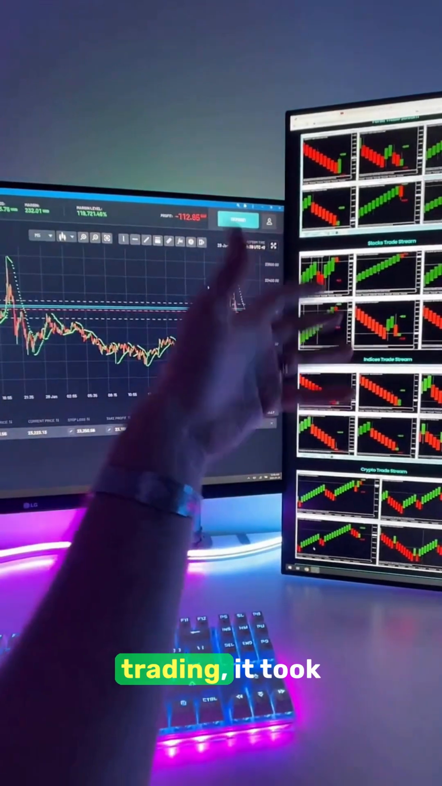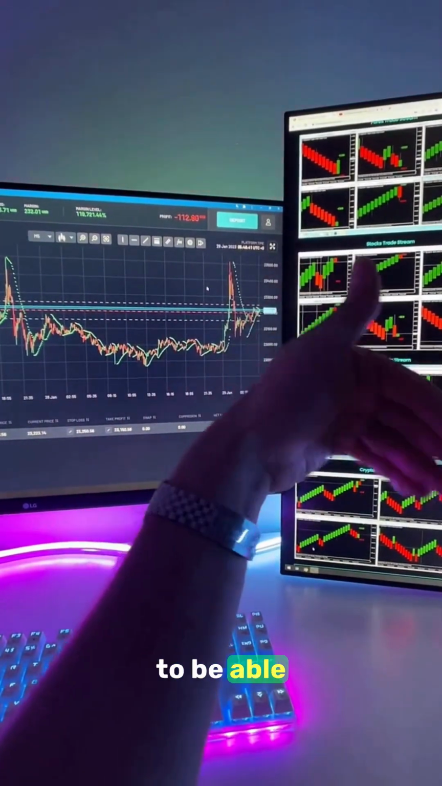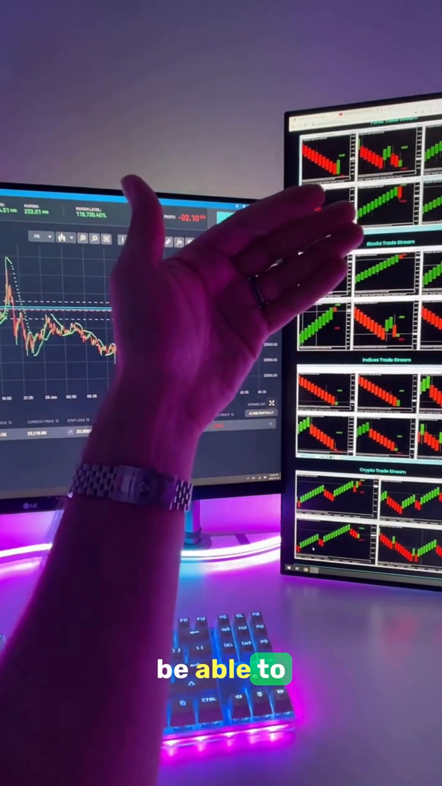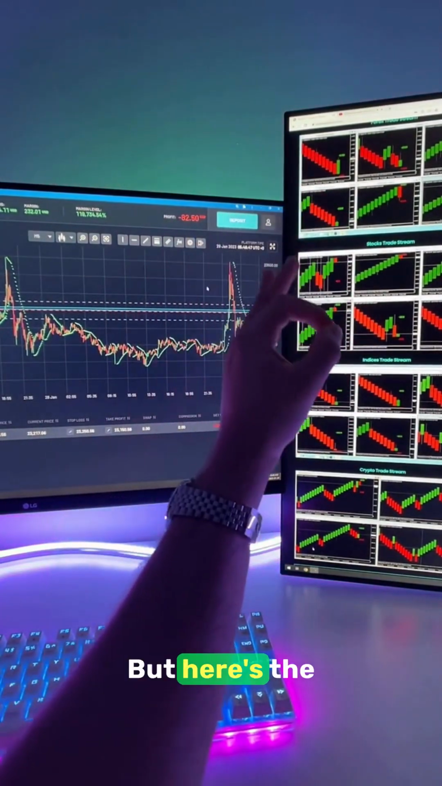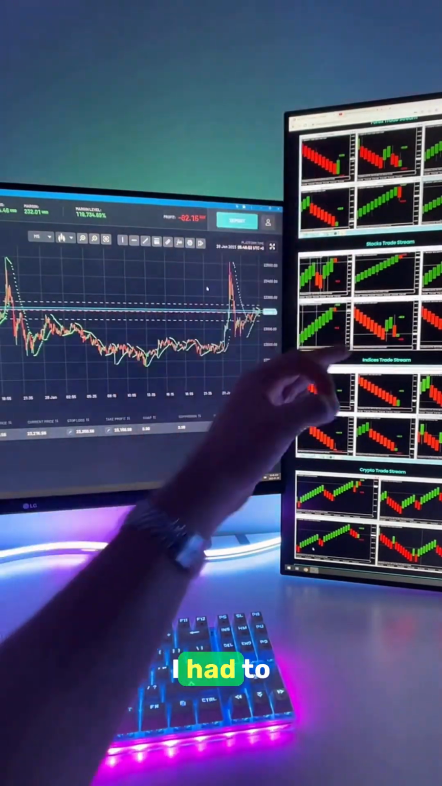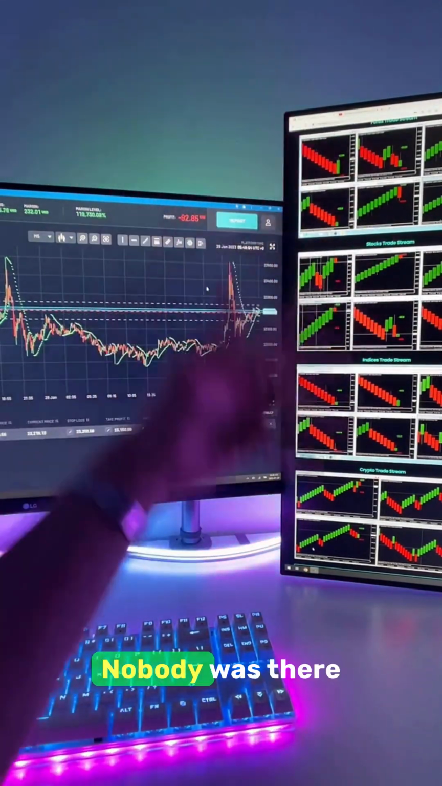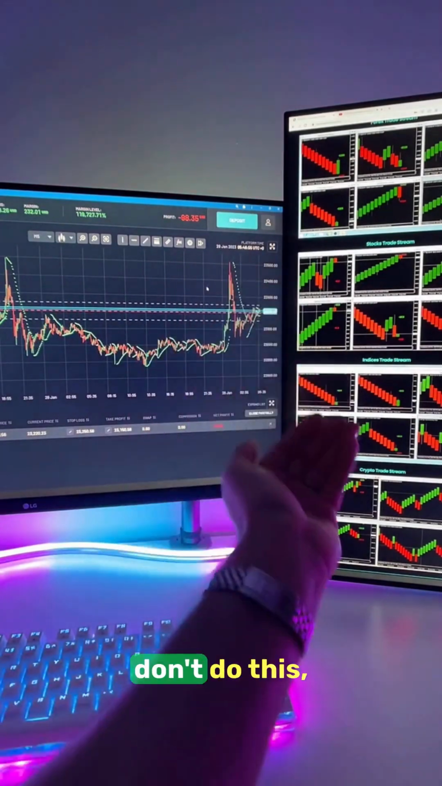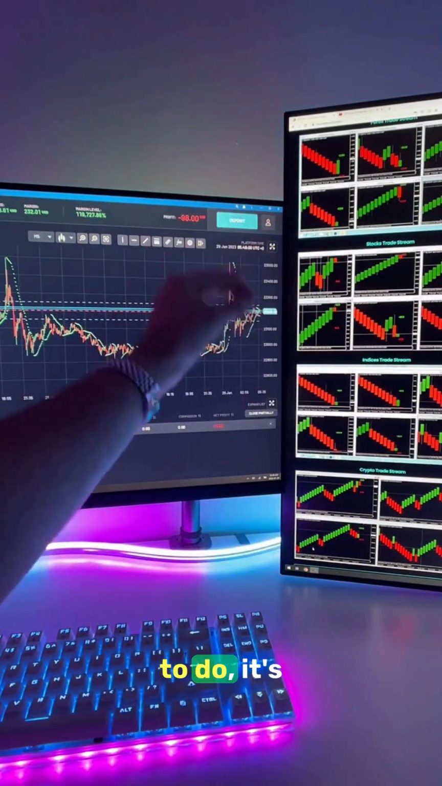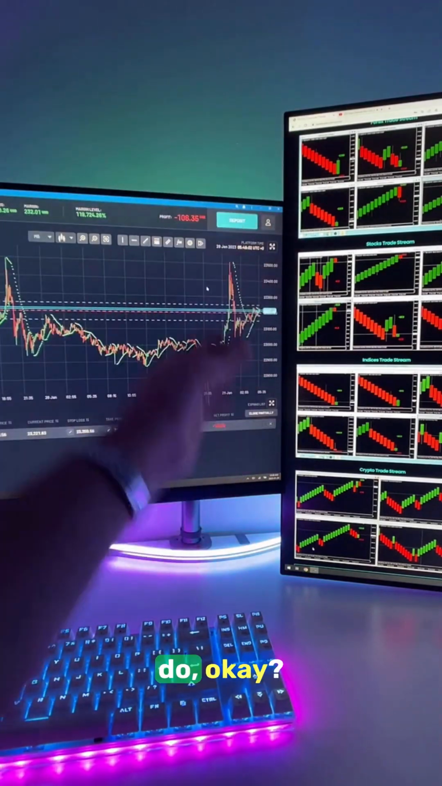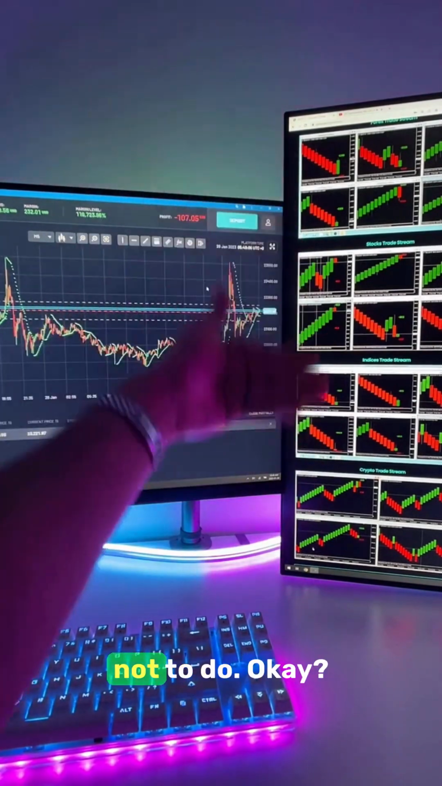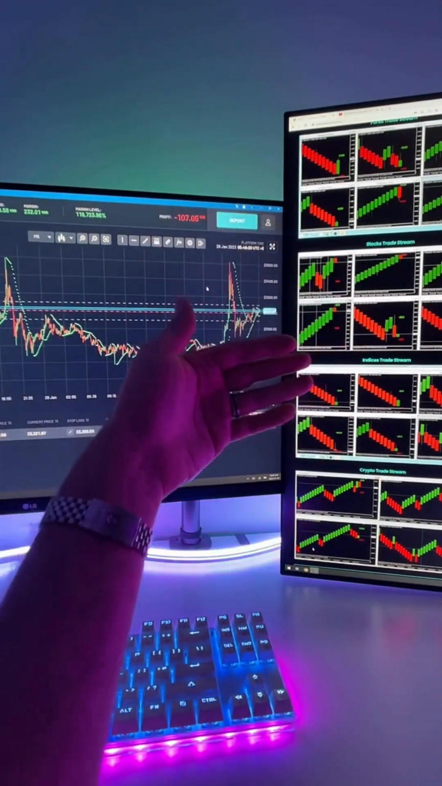For me, when it came to trading, it took me around 3 to 4 years to learn all of the things that I've learned, to really get a grip on it. But here's the thing. The reason that it took me 3 to 4 years is because I had to make a whole bunch of mistakes. Nobody was there telling me, oh, don't do this, don't do this. Most of the things that I'm telling you guys is not what to do, it's what not to do, okay? That's really what I'm here telling you guys, what not to do, okay?